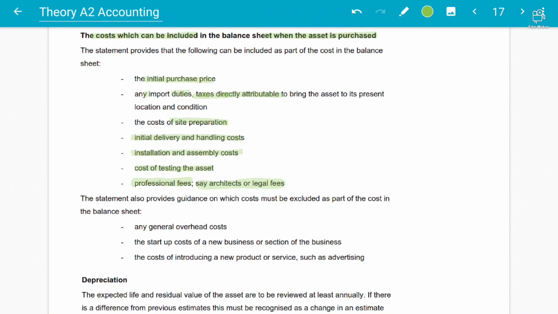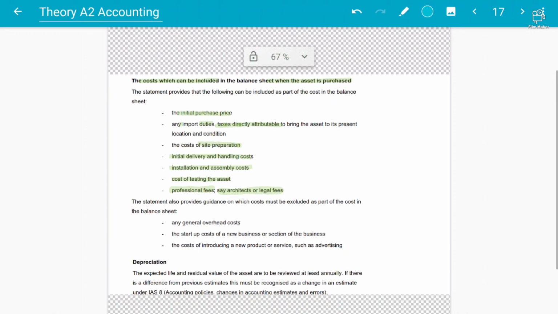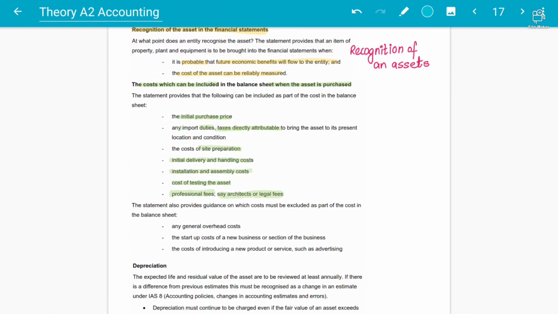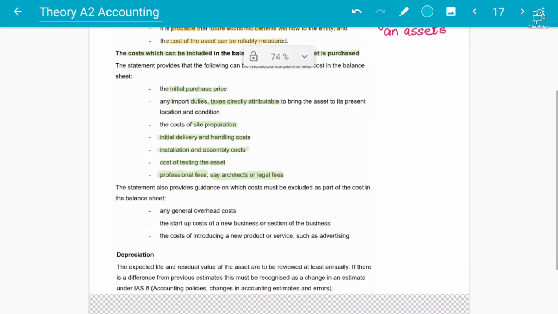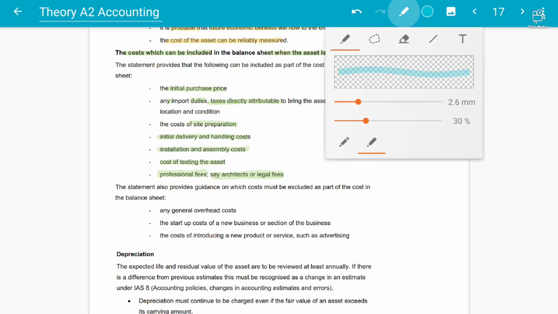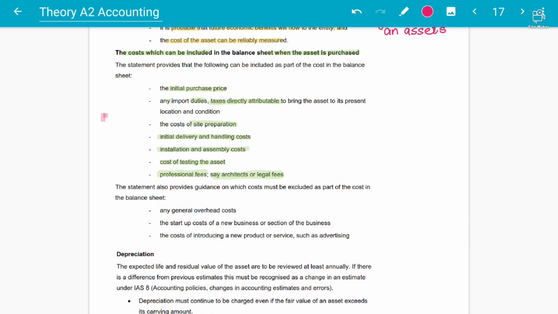Also, IAS 16 provides very simple and complete information for property, plant and equipment. So you need to understand that these are the costs that will be included. Let's write it down: costs included in the asset. These are the costs that will be included in the cost of the asset, and the other ones will be excluded.